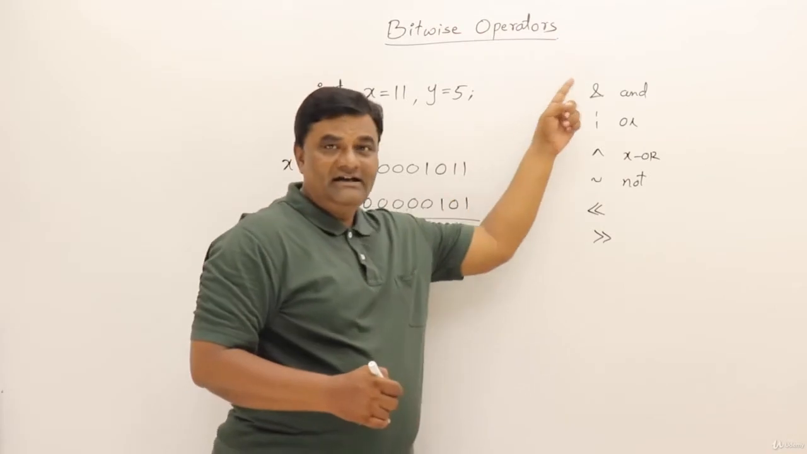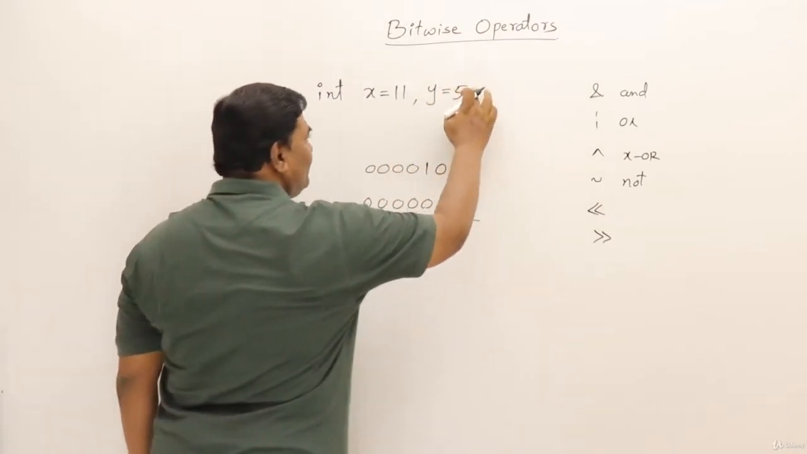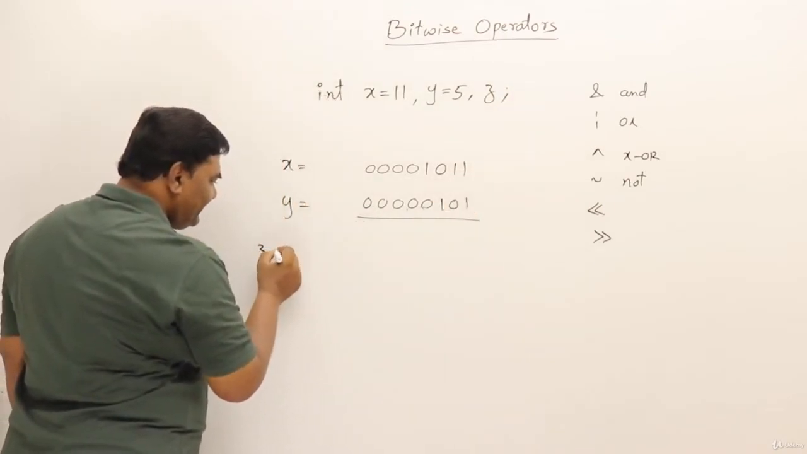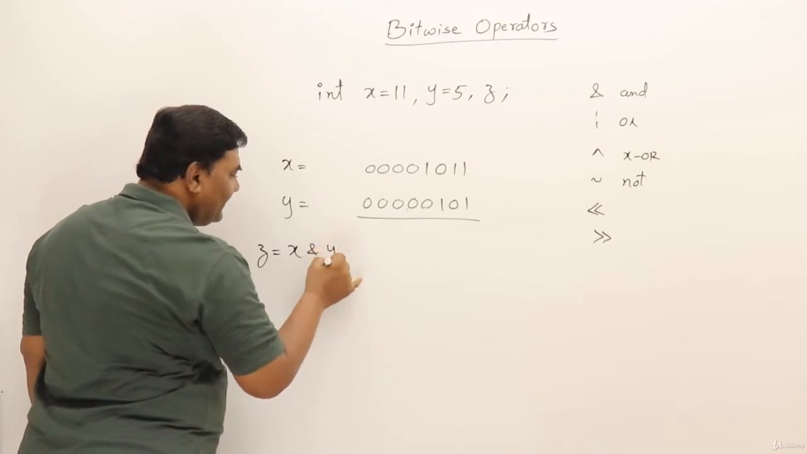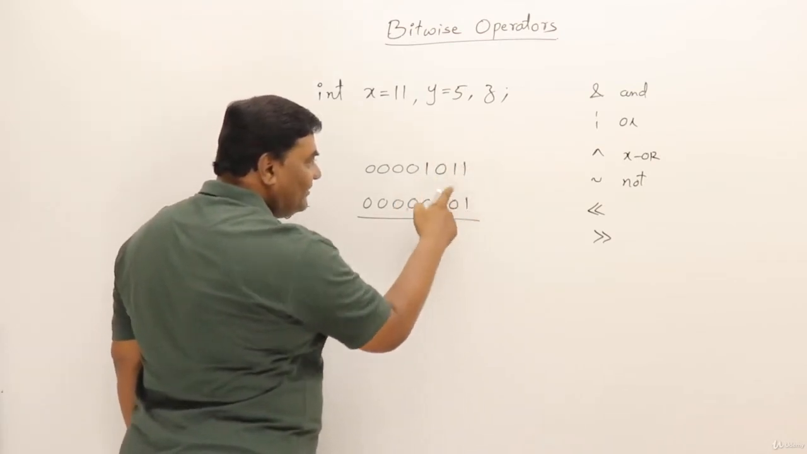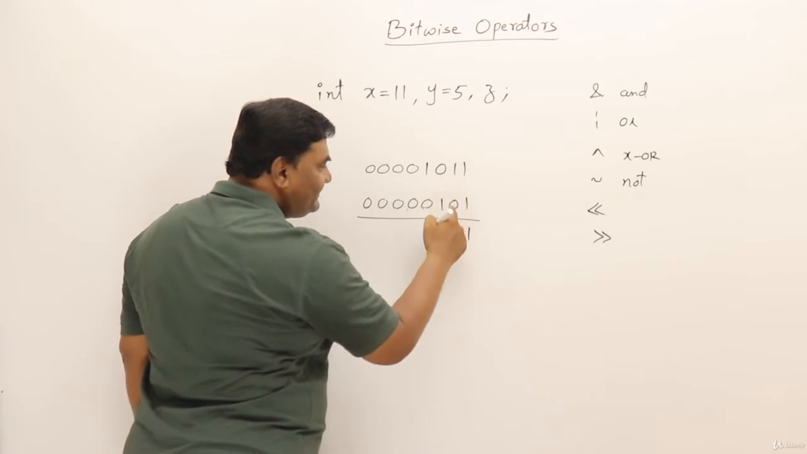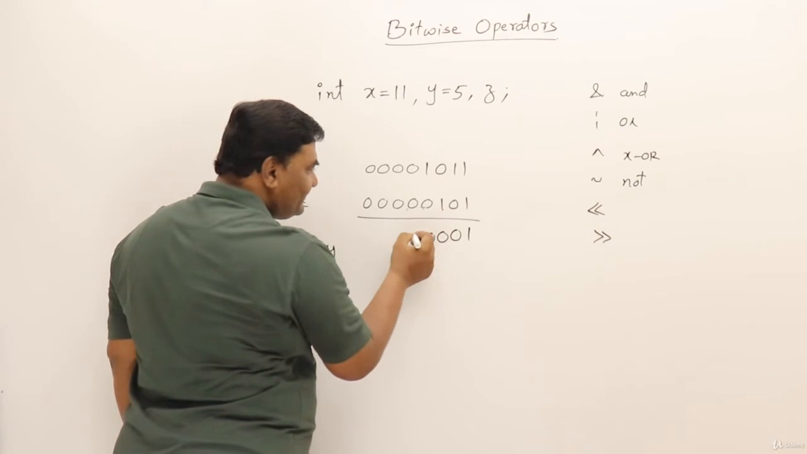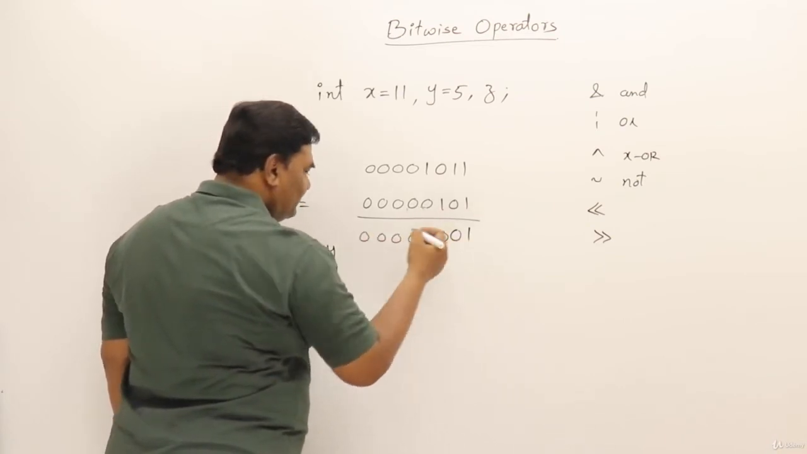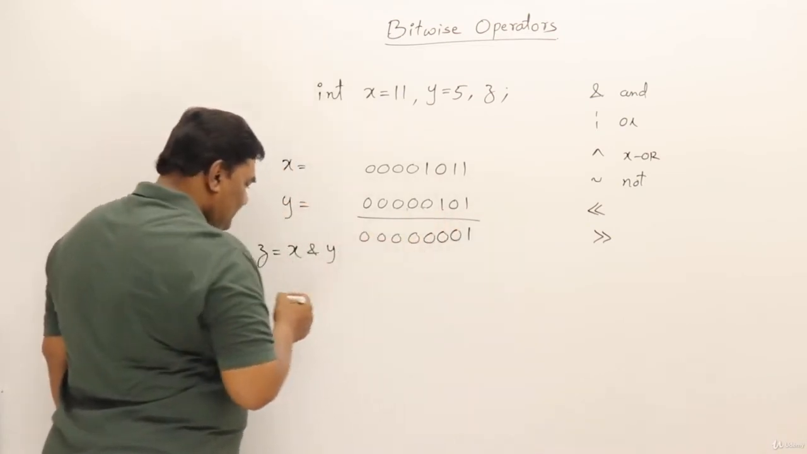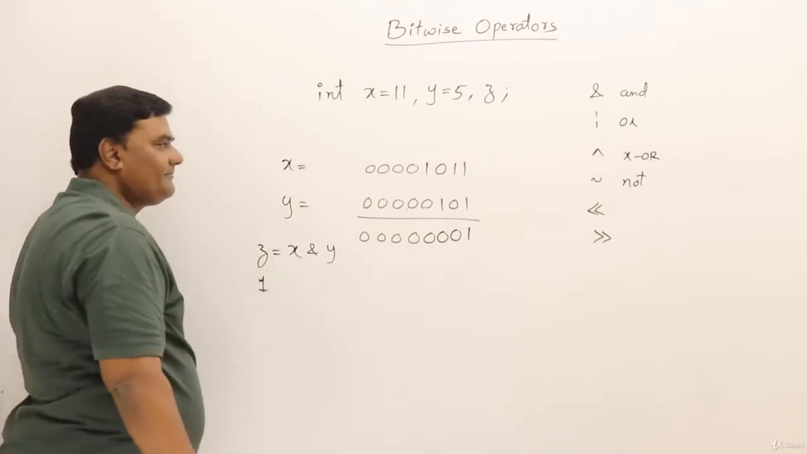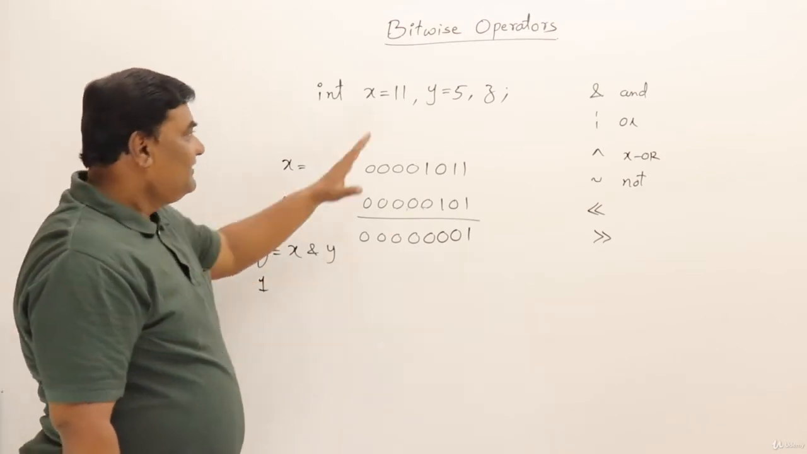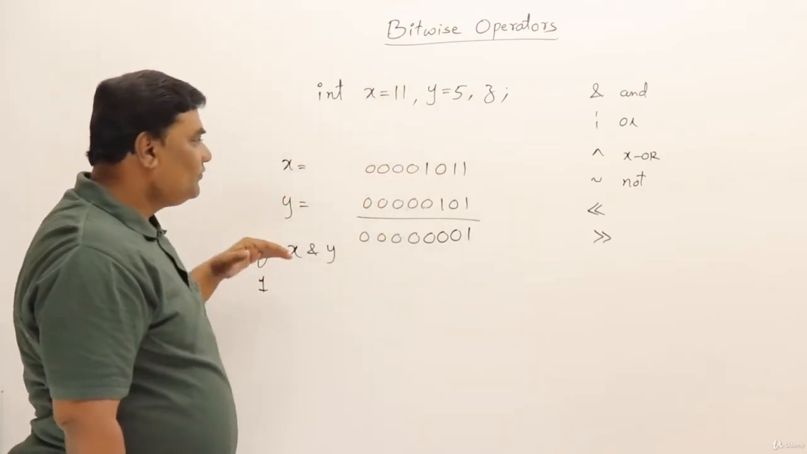If I use the AND operation now and store the result in one more variable z, let us see what happens. If I say z = x & y, then these bits are ANDed. 1 and 1 is 1, 1 and 0 is 0, 0 and 1 is 0, 1 and 0 is also 0. So in binary form, it is 1. So z will get the value 1. This is how bitwise ANDing is performed. If you AND 11 and 5, the result is 1.